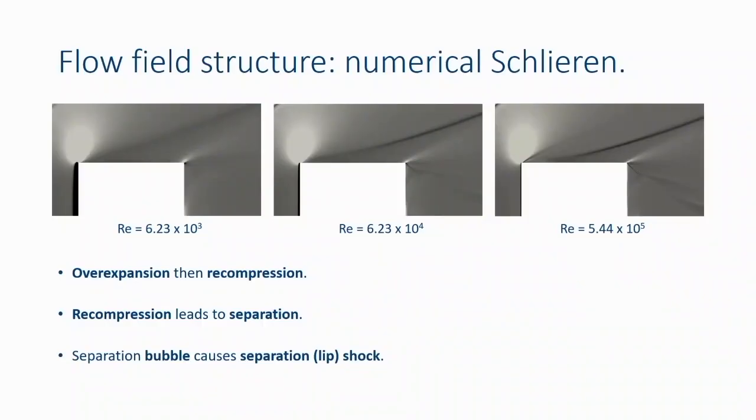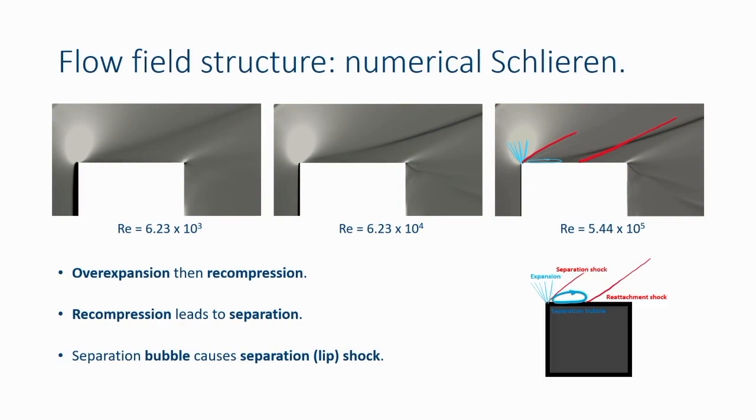So here are some numerical Schlieren images of a flow around the 2D square. This is low, intermediate, and high Reynolds numbers, and I want you to look at this high Reynolds number case. First of all, we see a strong expansion around the windward corner, a separation bubble, and then a separation and reattachment shock either side. So that looks pretty much like the cartoon we sketched earlier.